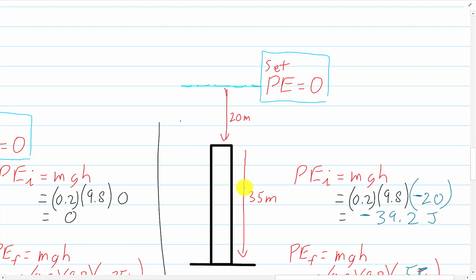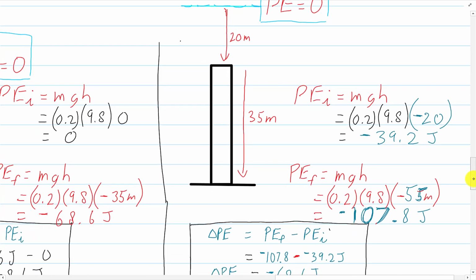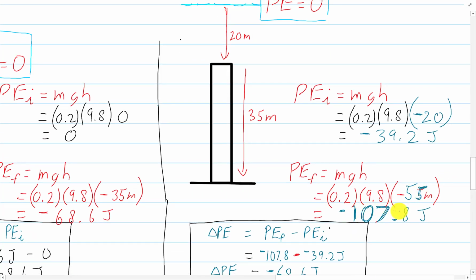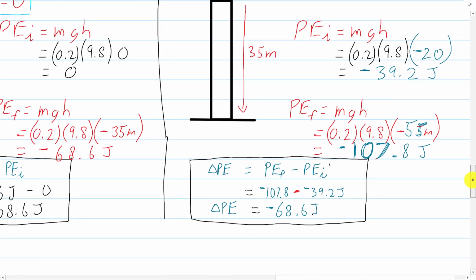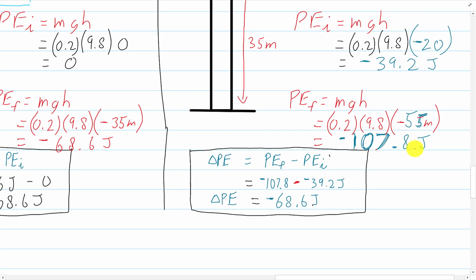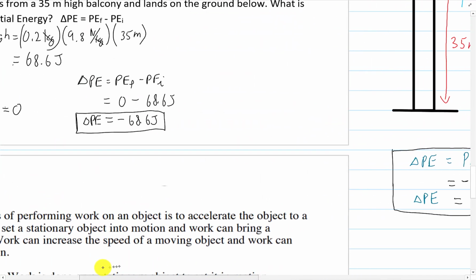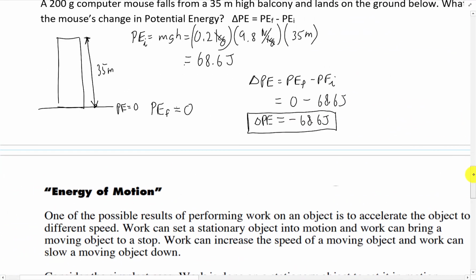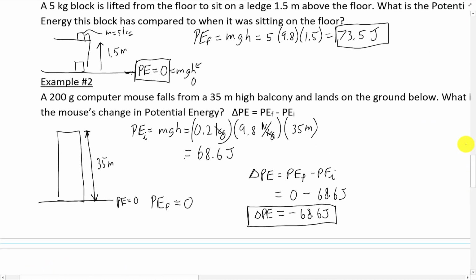And then when it goes all the way to the bottom of the building, this poor mouse, it's at 55 meters below the 0 point. So we put negative 55 in here, we get negative 107.8 joules. And then when we take the final negative 107.8 joules and subtract a negative 39.2, so we're adding 39.2, we get 68.6. So does it matter where you measure the potential energy from? No. You still get the same answer every time. So it's easiest at this point in physics to set it to be the ground. Do you have to? No.